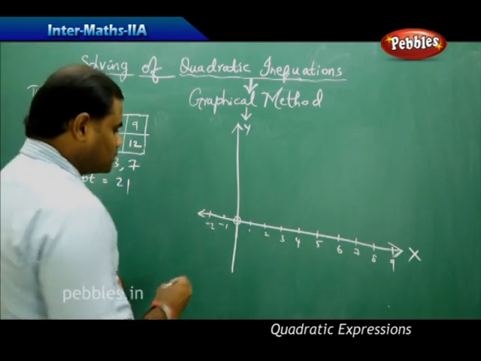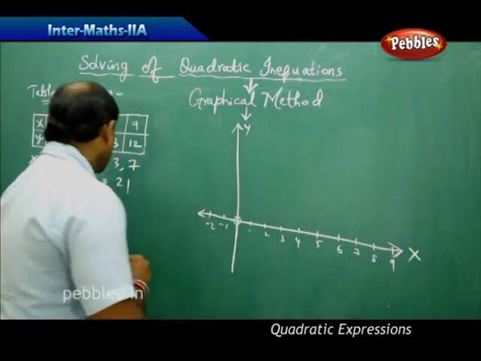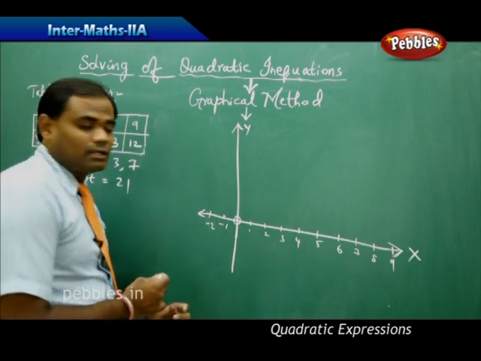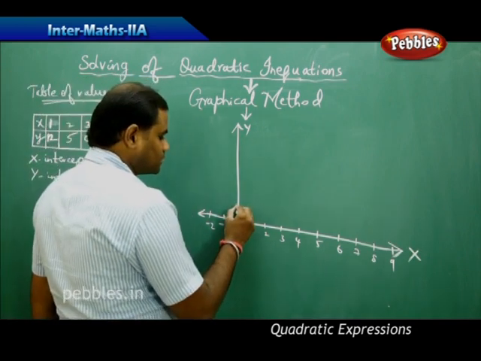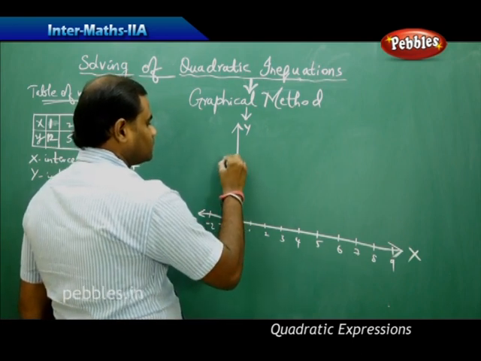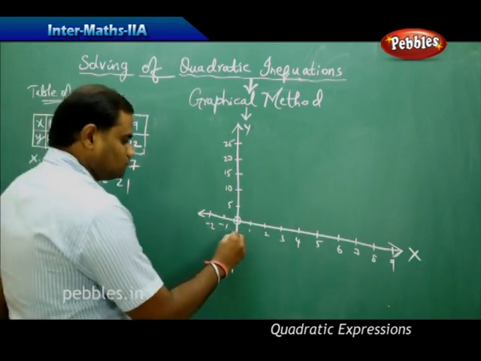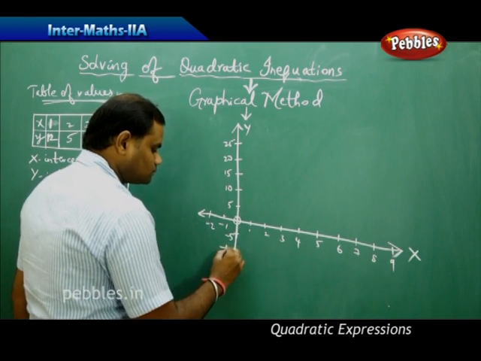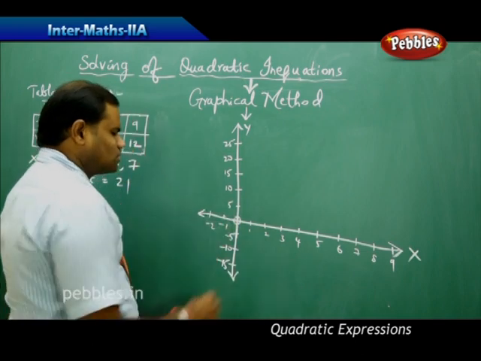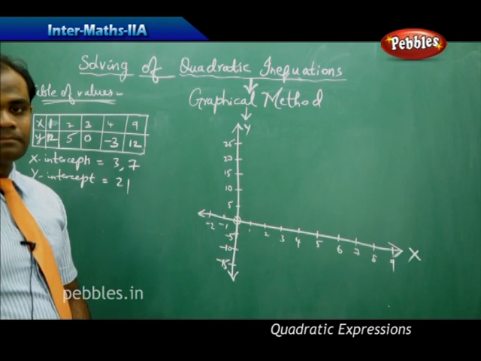Then for the y values, because my y-intercept is 21, I would like to increase the scale, with 1 centimeter as 5 units. Therefore, I get 5, 10, 15, 20, 25, 30, etc. So this is the suitable scale for the x and y axes.